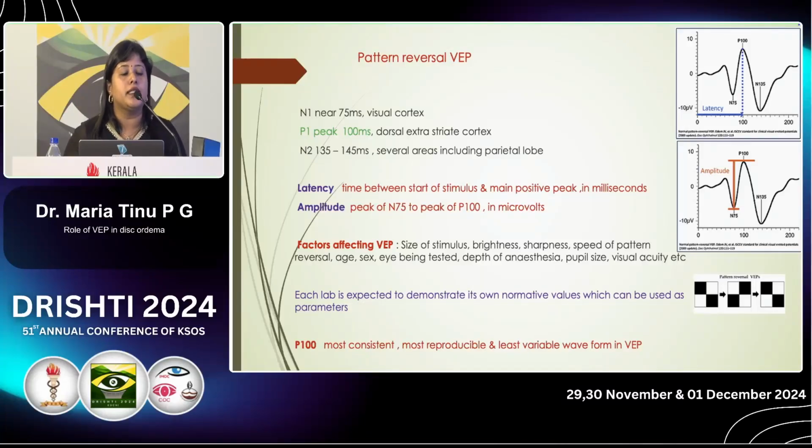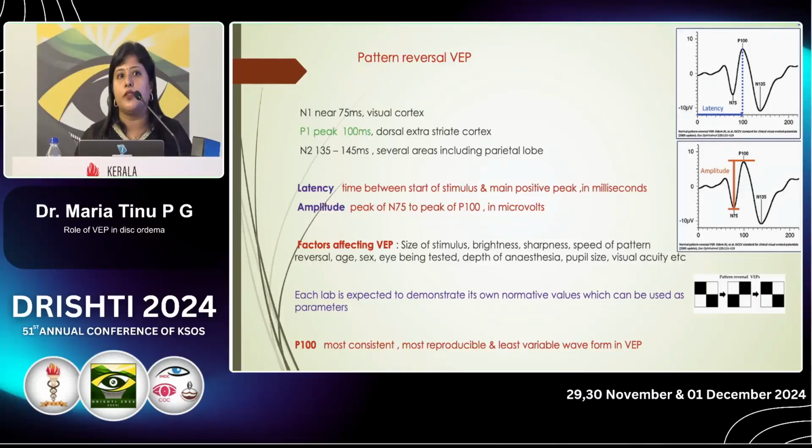Because of age, we can see prolongation of VEP latency. Then sex, females have more amplitude. The eye being tested, the right eye has more amplitude. And depth of anesthesia you should consider. In children, you should give light anesthesia. Then pupil size, we should test in an undilated pupil.